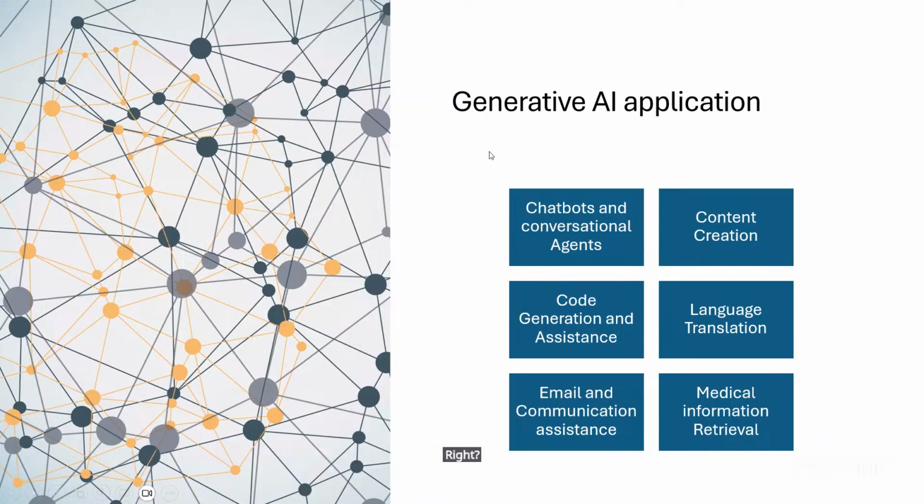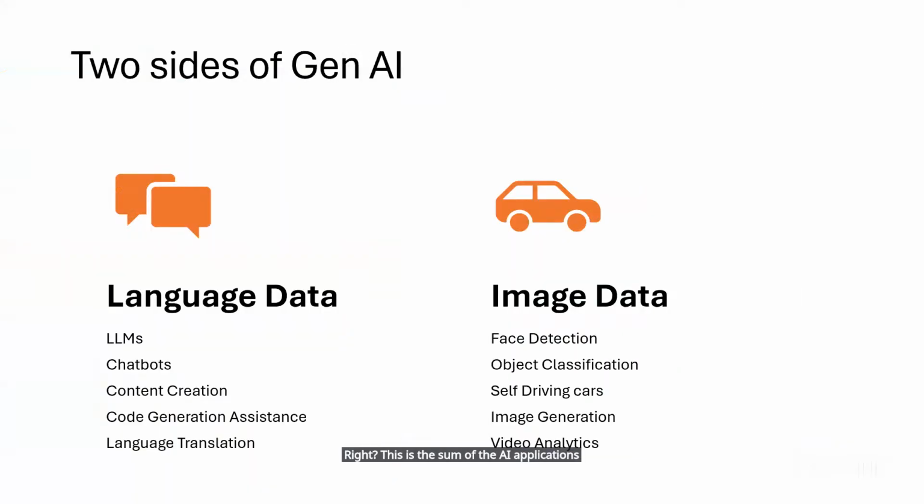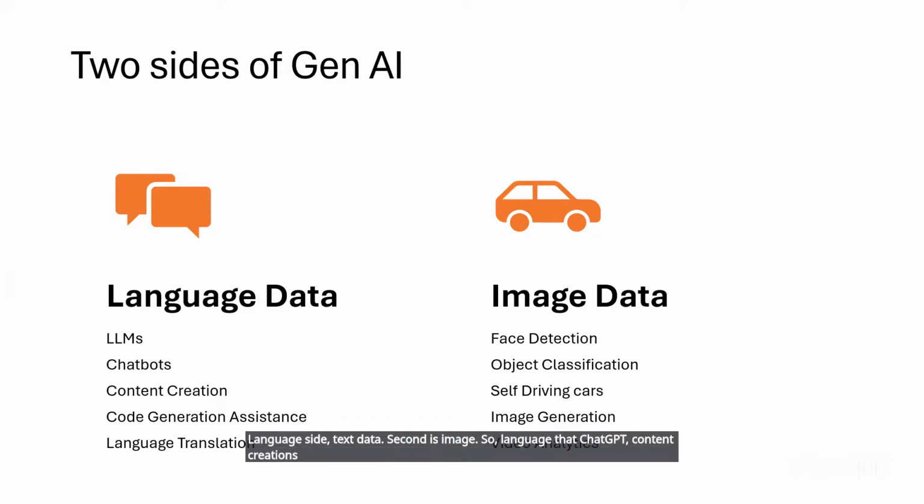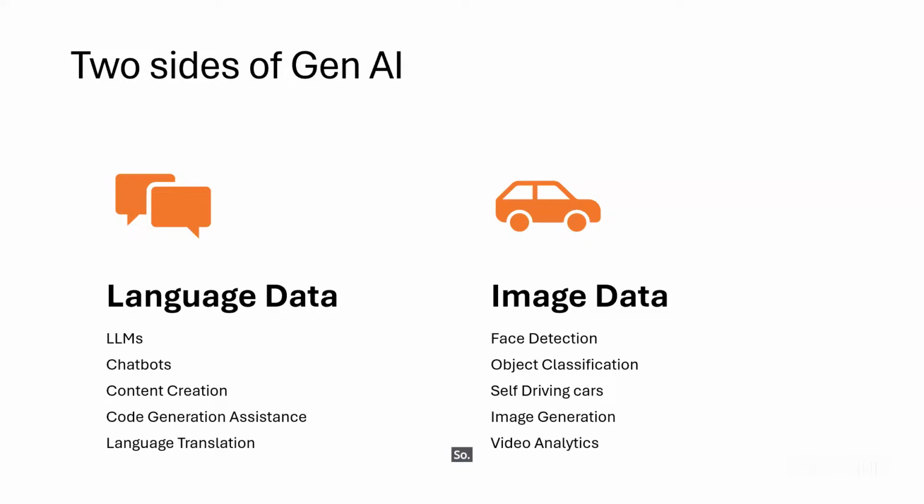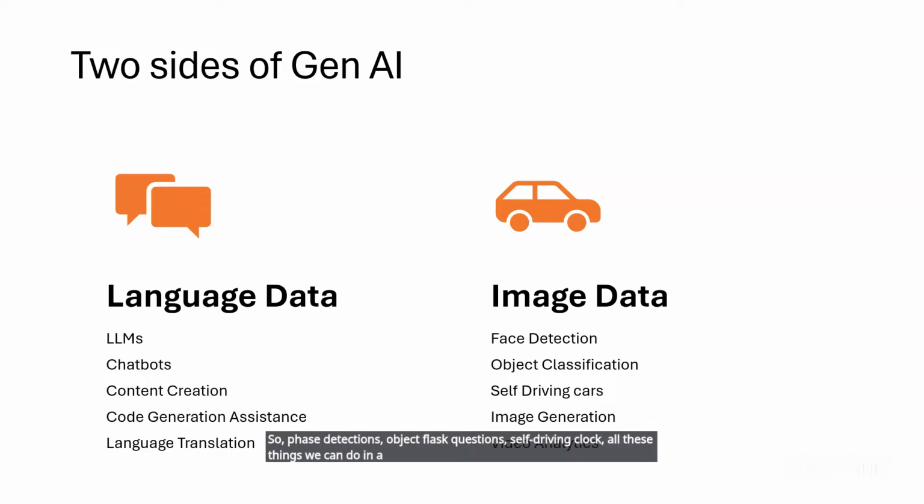Right? These are some of the AI applications that are being used. So generally, there are two sides of Gen AI. One is the language side, text data. The second is images. On the language side: ChatGPT, content creation, language translation, LLMs. On the image side: face detection, object classification, self-driving cars. All these things we can do in projects.